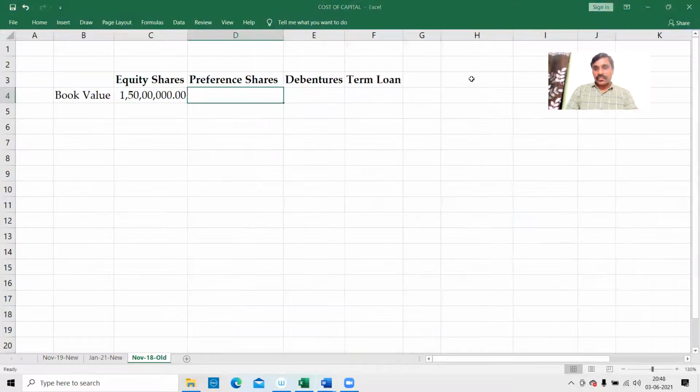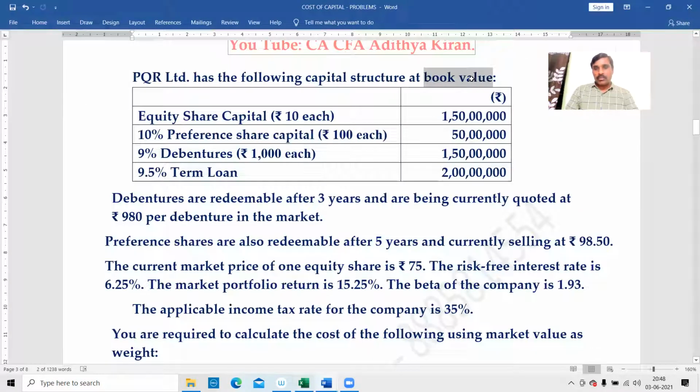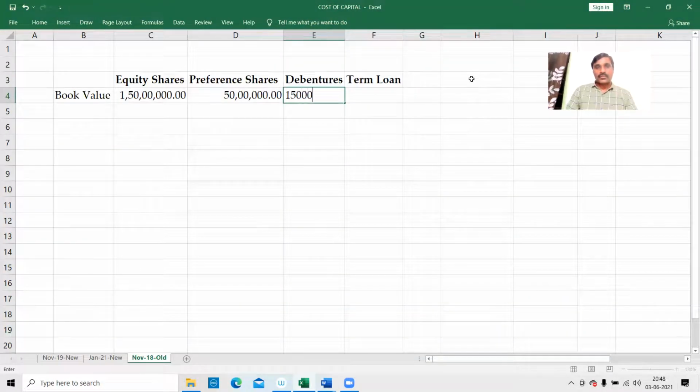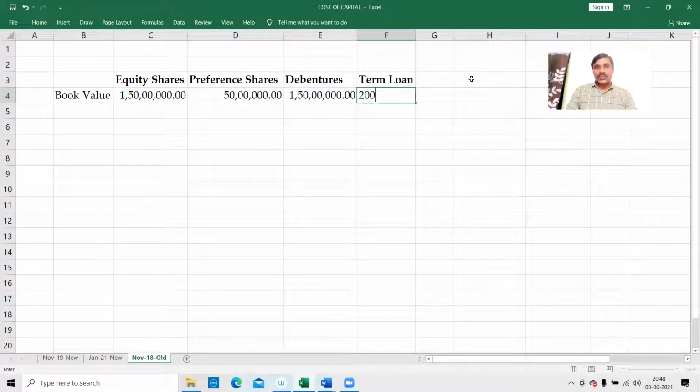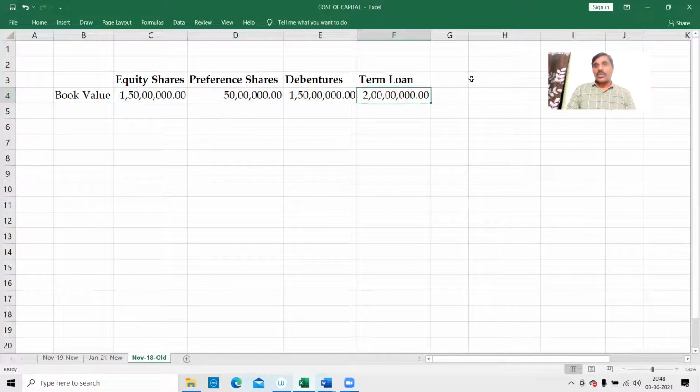And preference shares book value is simply 50 lakhs. And debentures book value is the same, 1 crore 50 lakhs. And term loan is 2 crores. Seven zeros: 2 plus 2, 4 plus 3, 7. Okay, that is the total book value.